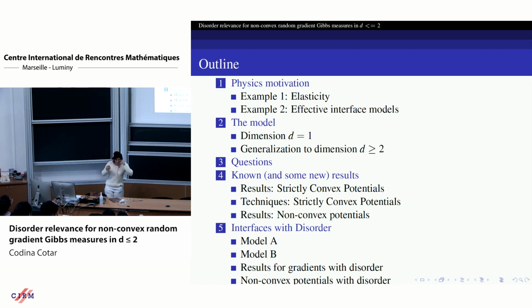I'm going to discuss some of the results that we have first in the strictly convex potential case, where we have a lot of tools available. I will also introduce some new results but for non-convex potentials that I have with Simon. Then I'm going to discuss a bit about the model with disorder and how disorder will affect the results that we have from before when we didn't have this disorder.